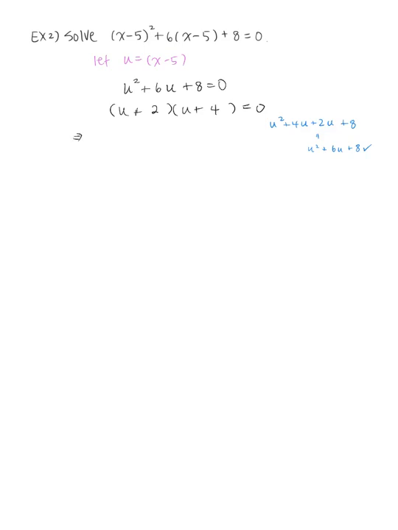So this implies that either u plus 2 is 0 or u plus 4 is 0. Now again, I'm going to solve these two equations separately. So this implies that u is negative 2. Let's just try to take care of this side first. But u was x minus 5, wasn't it? So this means that x minus 5 equals negative 2. Now we're going to add 5 to get x equals 3. So this is our proposed solution.